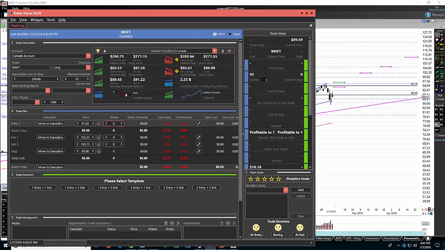Says we can do 93 shares and stay less than $200 risk. I know that's way too much for this small account. I need to really increase the account size for demonstrations, but let's try 50 shares. Still way too much of this account. For argument's sake, let's say we have a bigger account and that's not almost 10% of the account.